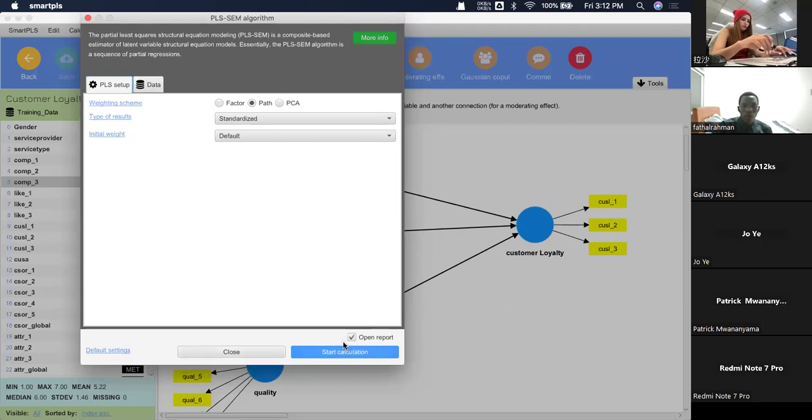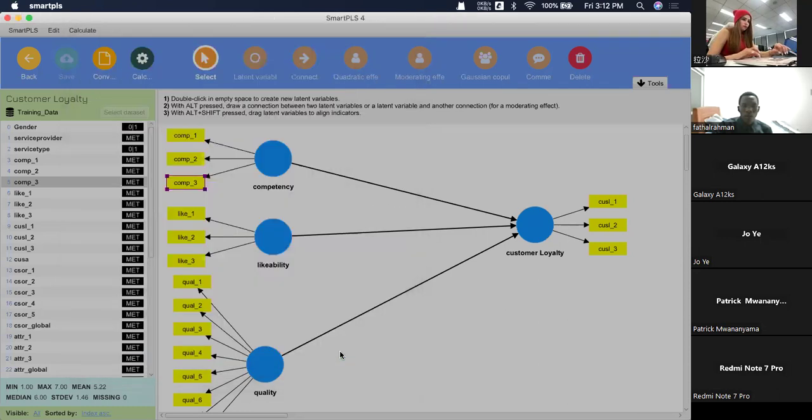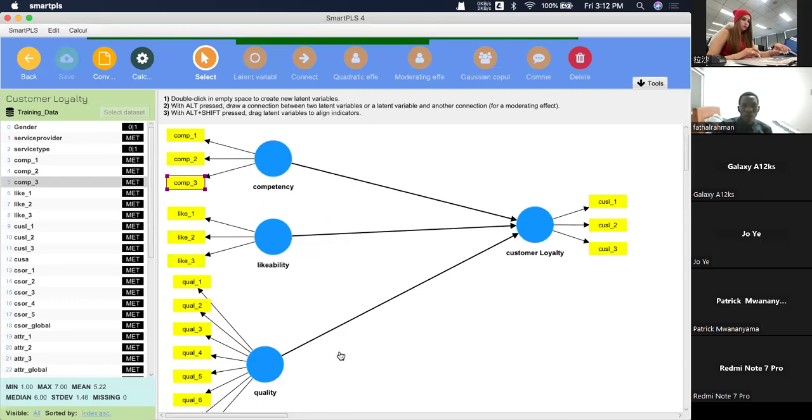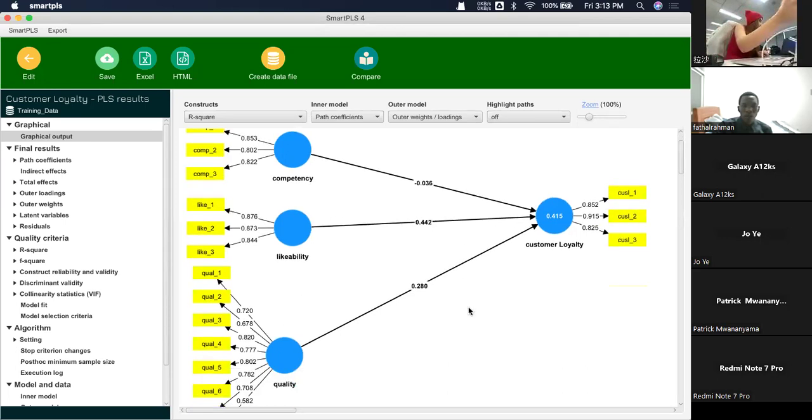Now, all you have to do is to click on Start Calculation. Are you ready? Everyone, click Start Calculation. Have you all done that? Yes. Do you have an output? Yes, sure. I want everyone to be on the same page with me, please, because this is very important to the whole concept of SEM.